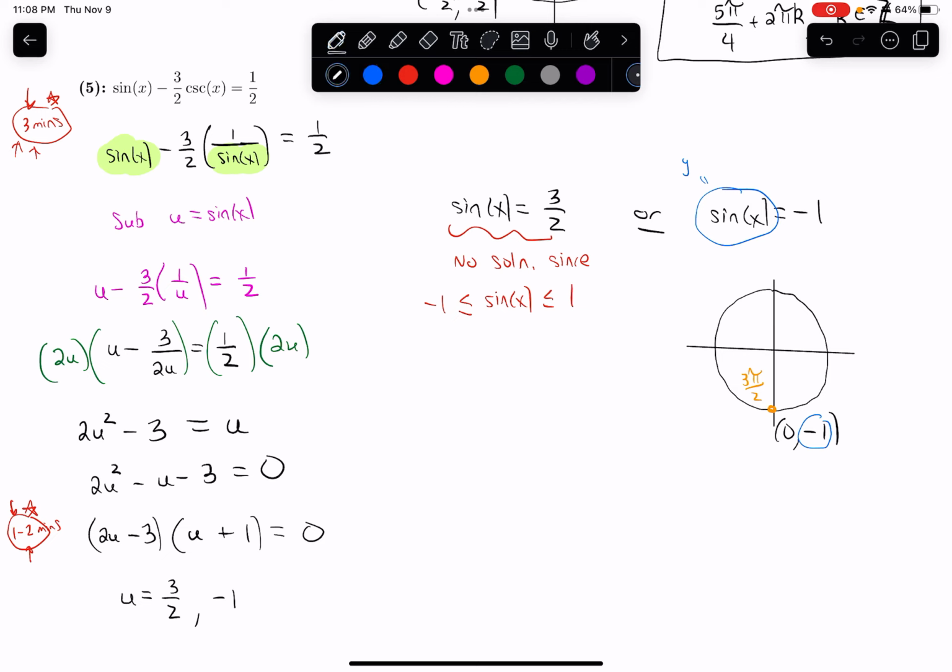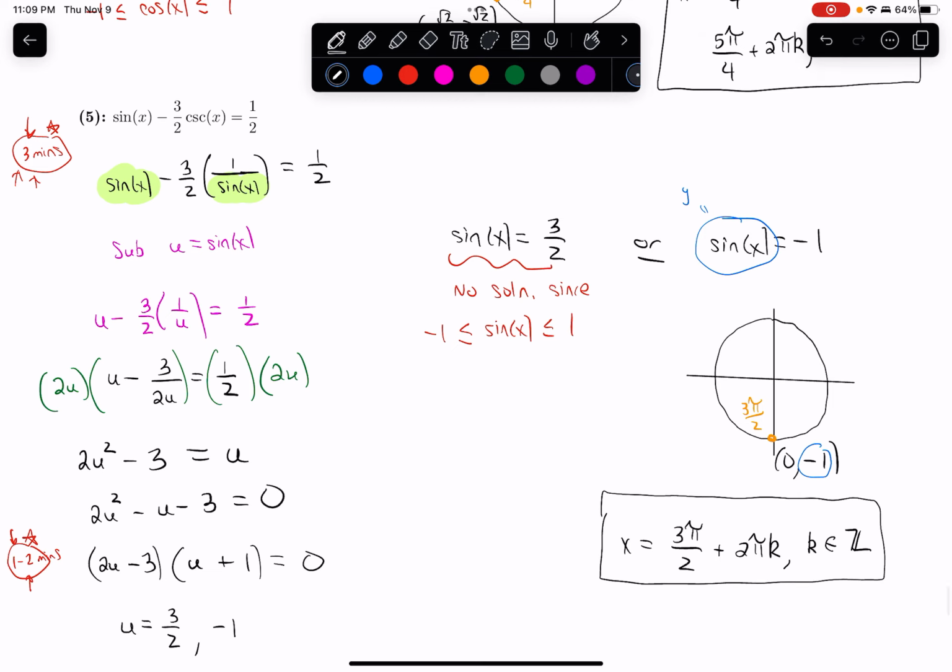Okay, so the angle that works for us, my angle x, is 3 pi over 2. And there was no restriction on the angle in this problem, so we can go around the unit circle as many times as we want. So I do have to write my plus 2 pi k, where k is an element of Z. That means k is an integer. And there we have it. There is our answer.